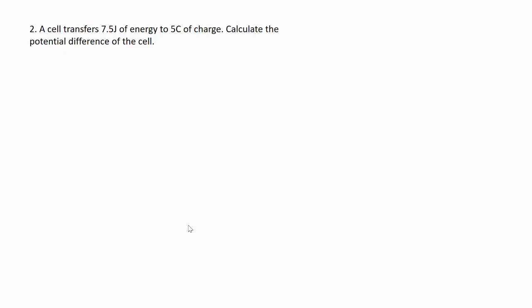All right, the second type of question you're going to get is about potential difference. It says a cell transfers 7.5 joules of energy to 5 coulombs of charge. Calculate the potential difference of the cell. So again, what do I know? I know the work done, 7.5 joules. I know the charge, 5 coulombs. I'm trying to work out the potential difference. So what equation links these 3 things? Well, it's our definition of potential difference. Potential difference is the work done per charge.